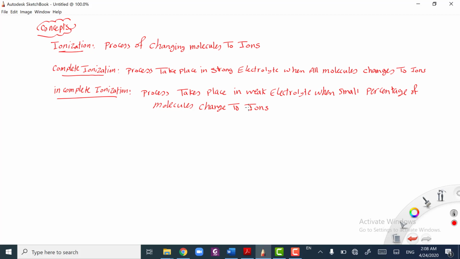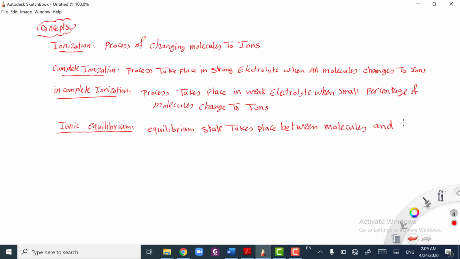Ionic equilibrium. Ionic equilibrium means the equilibrium state that takes place between molecules and ions in a weak electrolyte.